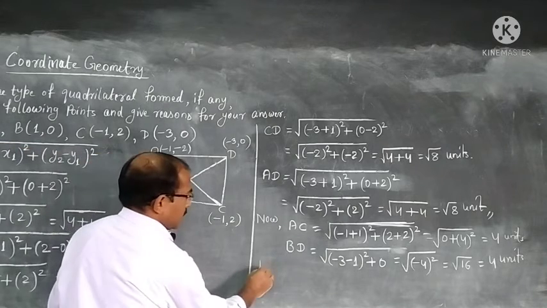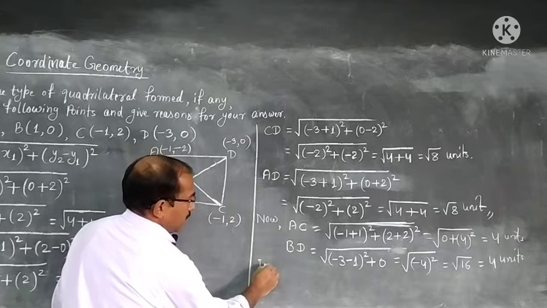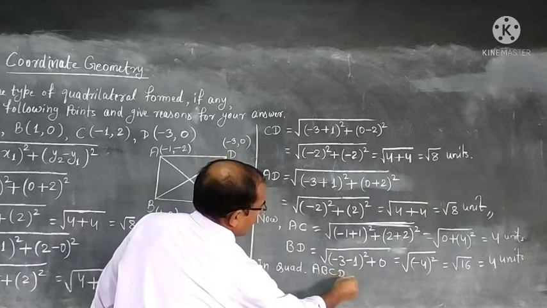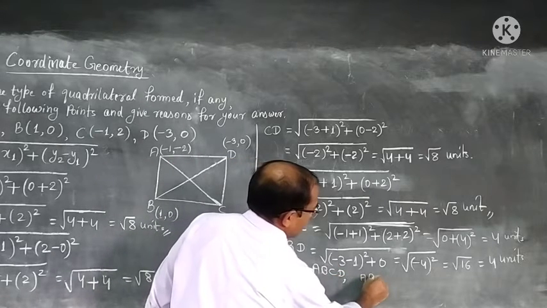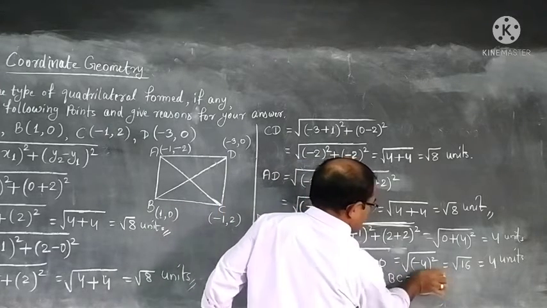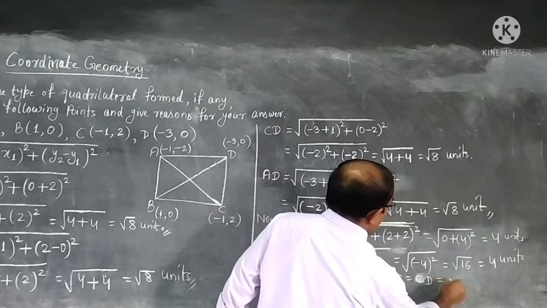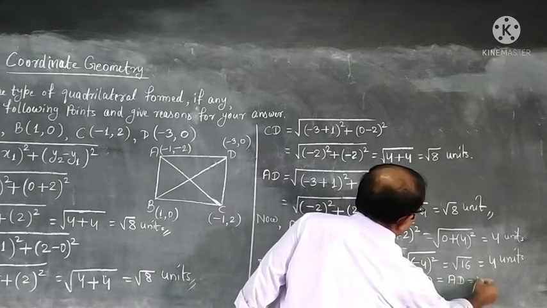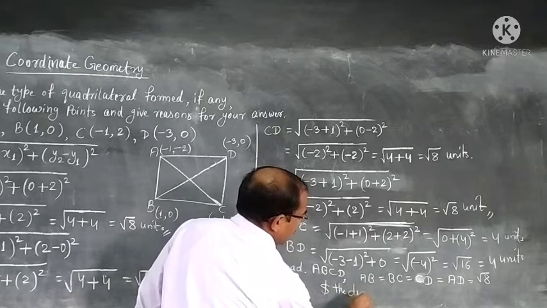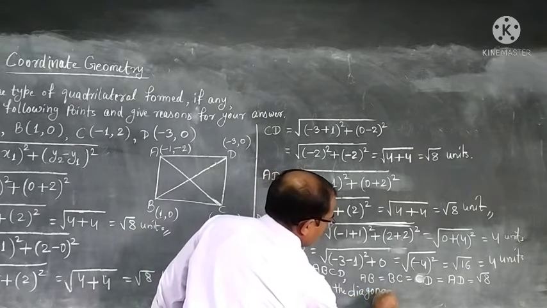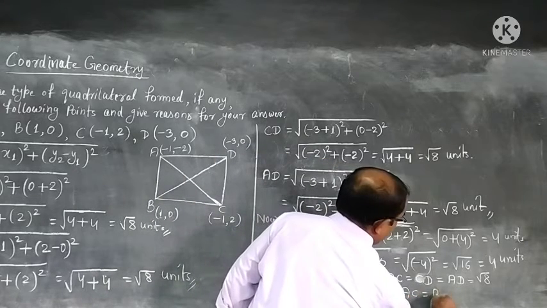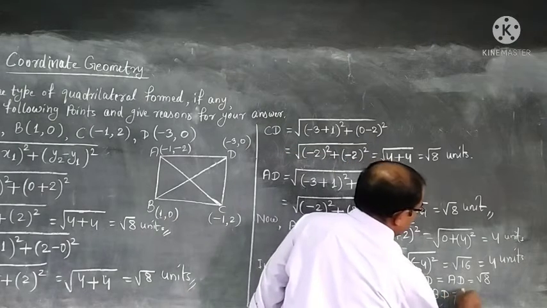We need to write a statement. In quadrilateral ABCD, four sides are equal, that is AB is equal to BC is equal to CD, not AC, is equal to AD. The four sides are equal, each equal to root 8, and the diagonals also are equal. The diagonals are AC and BD. AC is equal to BD, that is 4 units.